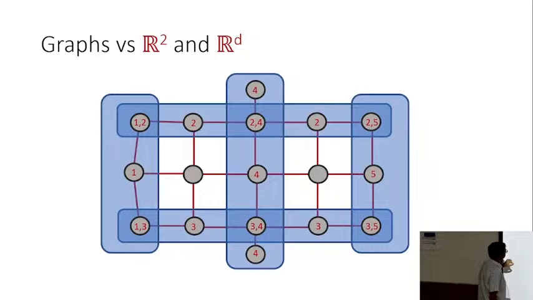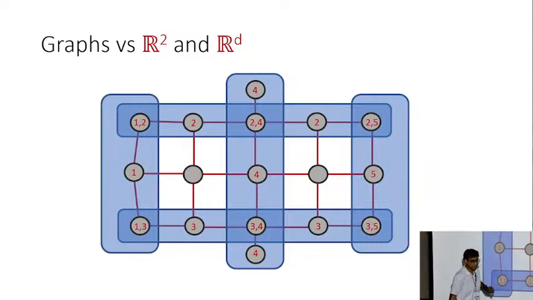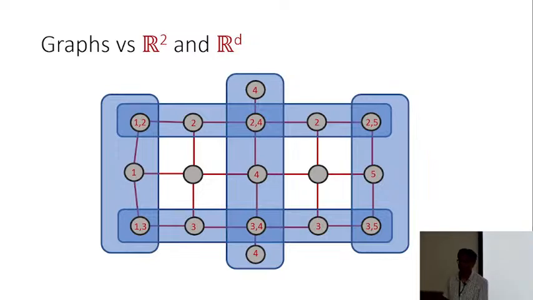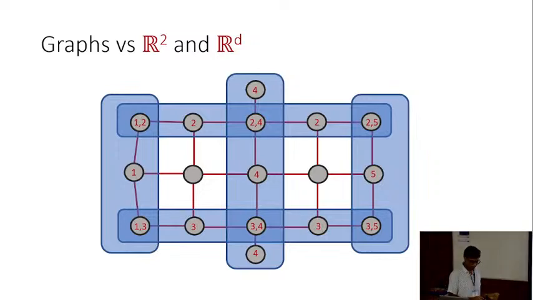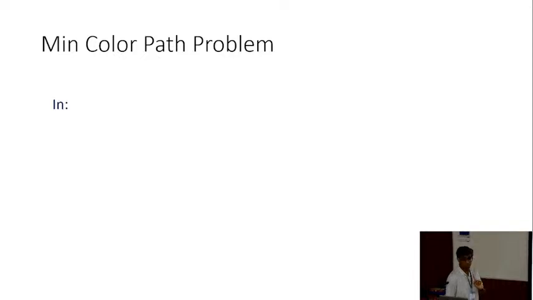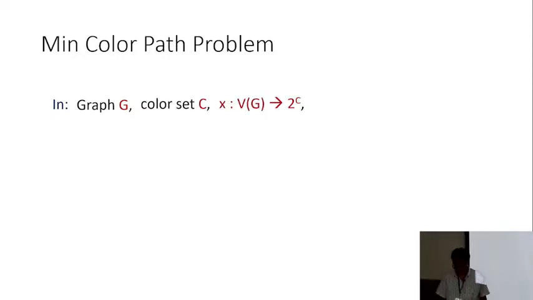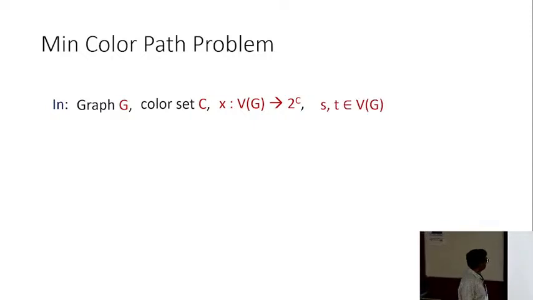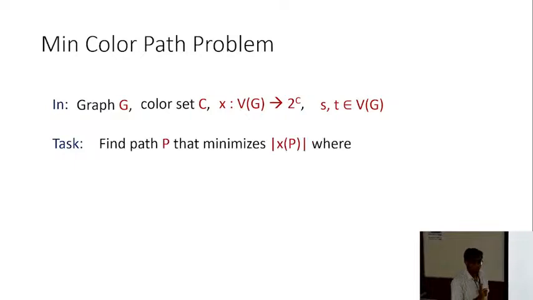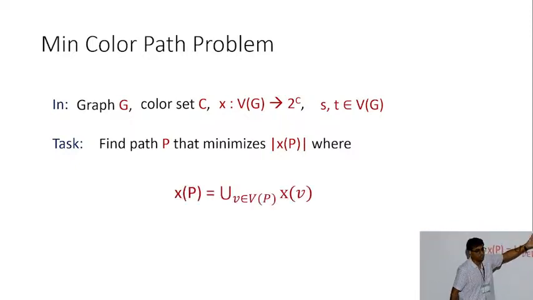Now, if you notice, this is 1, 2, this is 1, 1, 3. If you think of these obstacles as colors, then what we are looking for is the following object. This is what is called the minimum color path problem. You're given a graph G, a color set C, and every vertex is assigned a subset of colors. Basically it tells you that when I'm in this position, which obstacles I hit. And what is my goal? You're given 2 target vertices S and T. My task is to find a path that minimizes the number of colors, the union of the colors on that path. So it is the union of all the colors that are used.